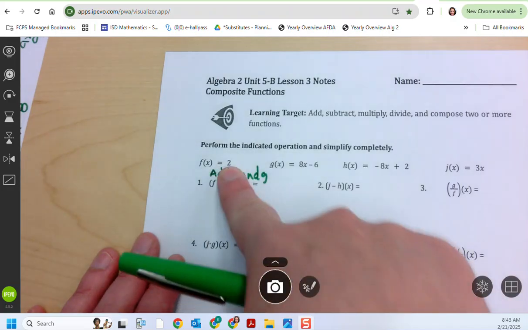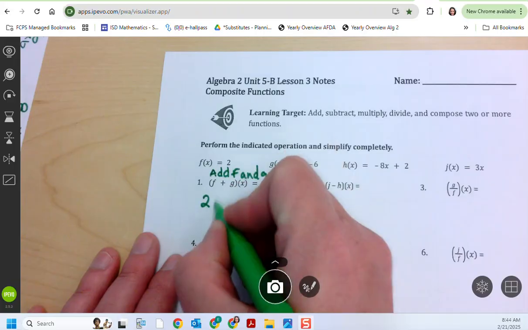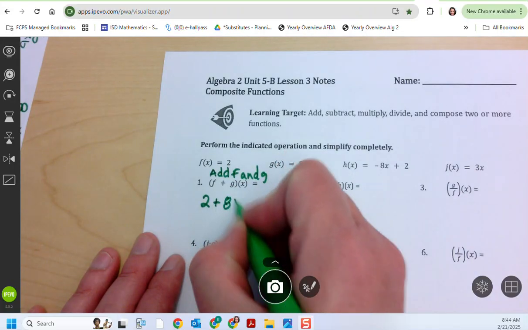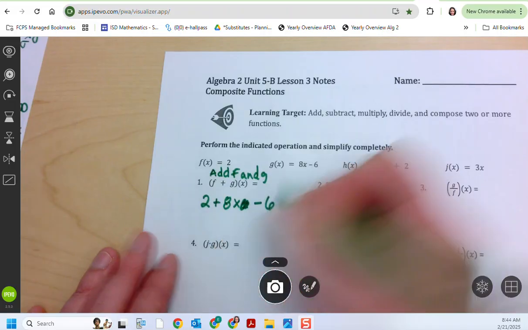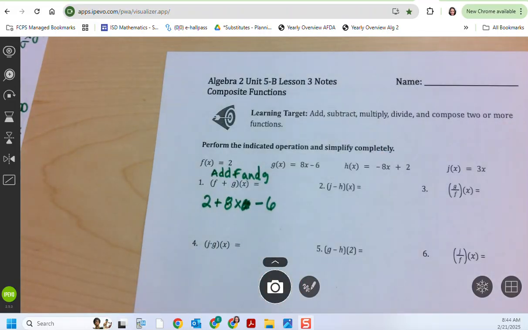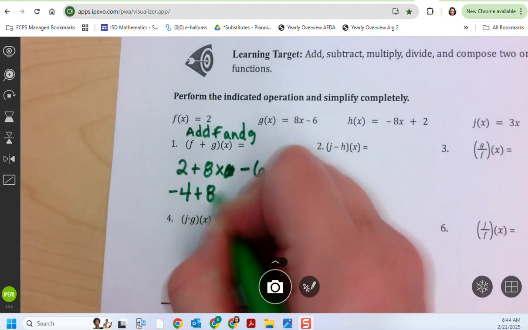So look up here. Here's f. F is just 2. G is 8x plus 6. Oh, nope, it's 8x minus 6. I'm not even reading it right. And then when I combine like terms, I get negative 4 plus 8x.